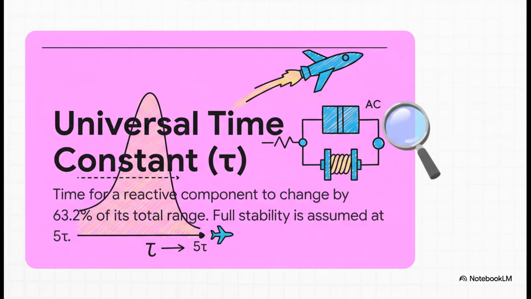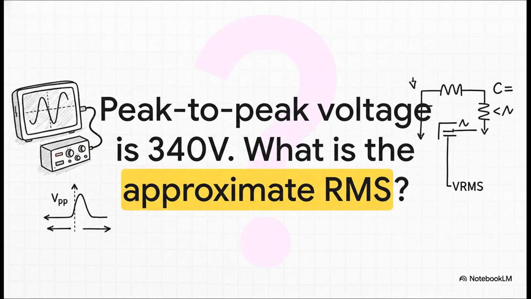The universal time constant, tau, governs the transient response of all reactive circuits. It is the time required for a parameter, voltage in a capacitor, current in an inductor, to change by 63.2% of the difference between its initial and final values. A component is considered fully stabilized after 5 tau. Here is a typical NCATT conversion problem.